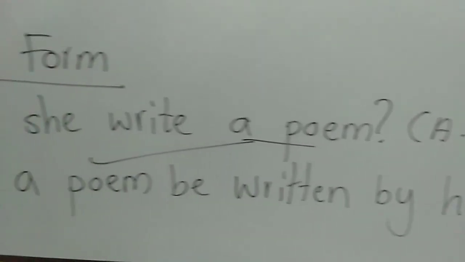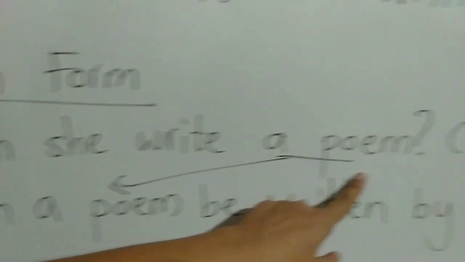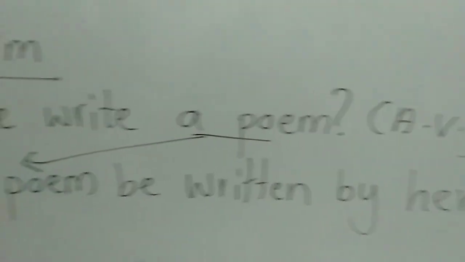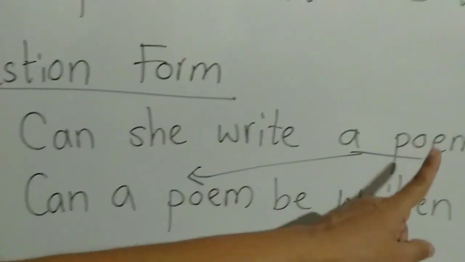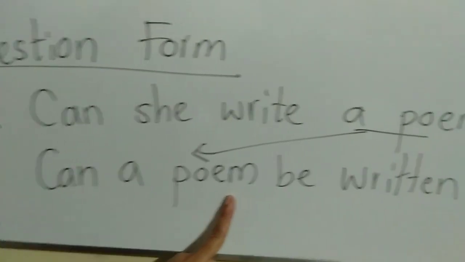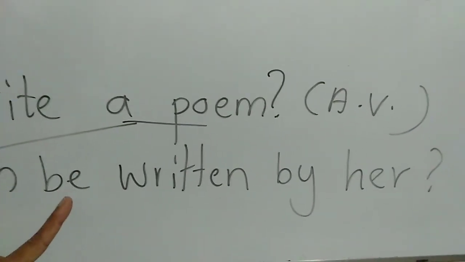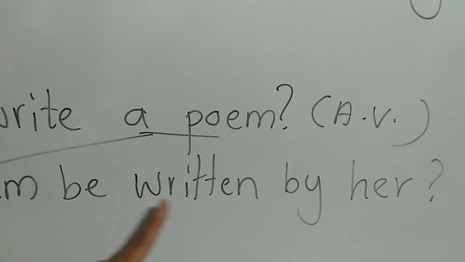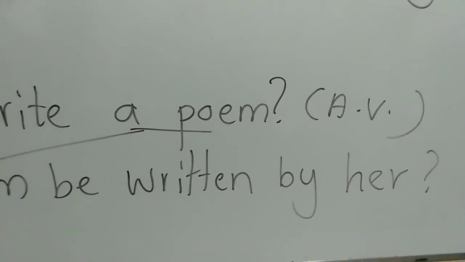Okay, let's see this again. Can she write a poem? We place can in the same position and take the object here, a poem. We apply the rule here. Modal auxiliary verb plus be plus past participle, be written. Take this object here, by her.